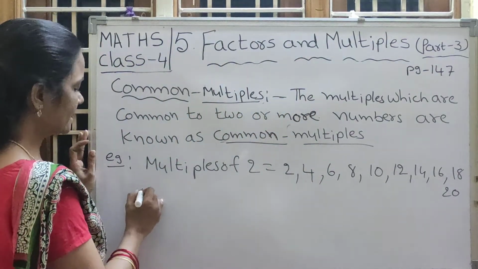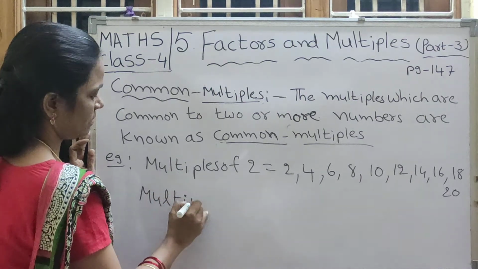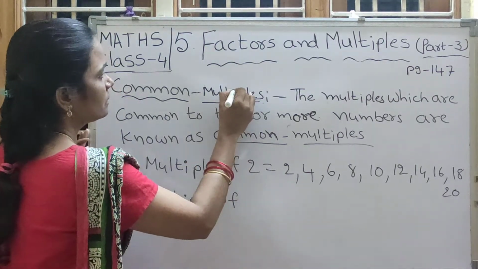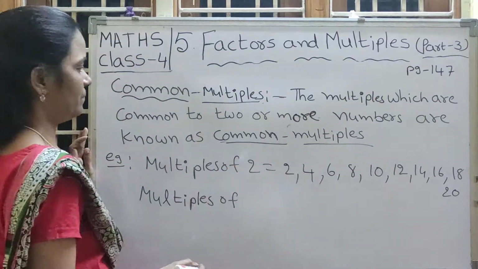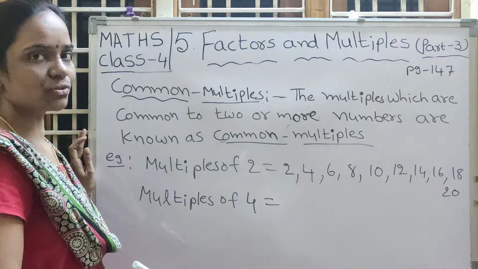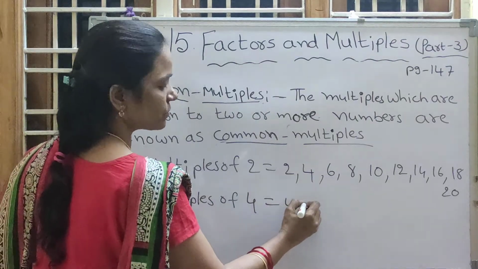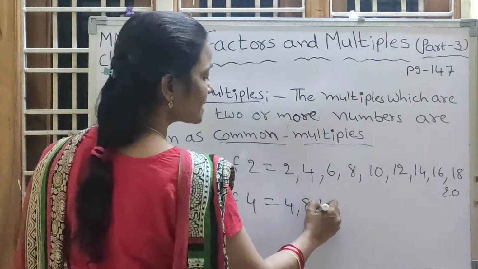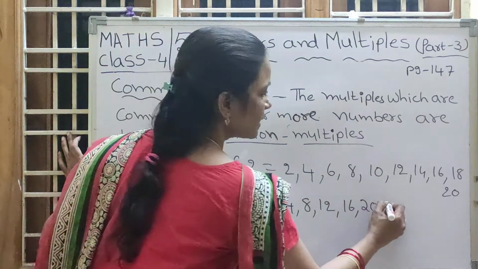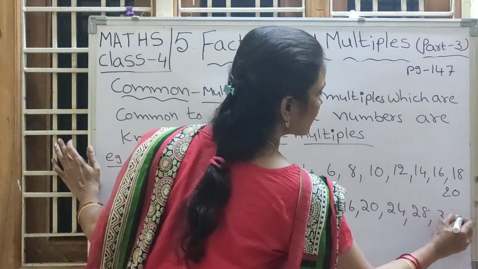Next, take multiples of 4. Write down the 4 table. Only 10 I am writing here, the first 10 multiples. 4 ones are 4, 4 twos are 8, 4 threes are 12, 4 fours are 16, 4 fives are 20, 4 sixes are 24, 4 sevens are 28.